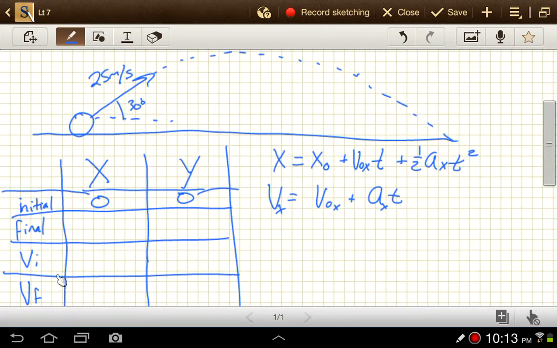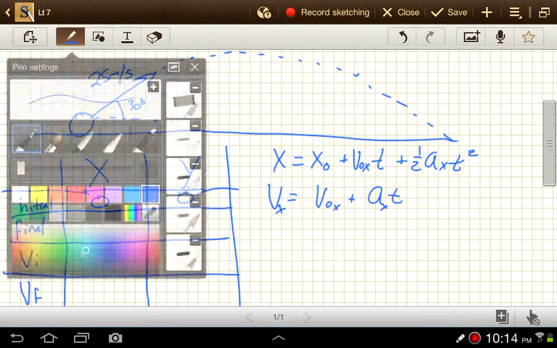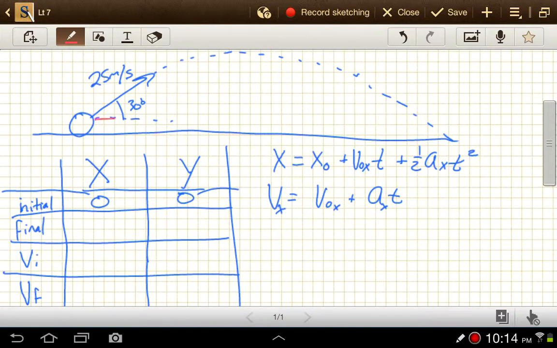We need to do the same thing for the initial velocity for these. So we've got that 25 meters per second at 30 degrees. So we need to split that up into the x piece like this and the y piece. And so the y piece there is going to be 25 times the sine of 30, which would just be 12.5 meters per second. And then the x piece will be 25 times the cosine of 30 degrees, which is 21.7 meters per second, and those values can go in here: 21.7 meters per second and 12.5 meters per second.